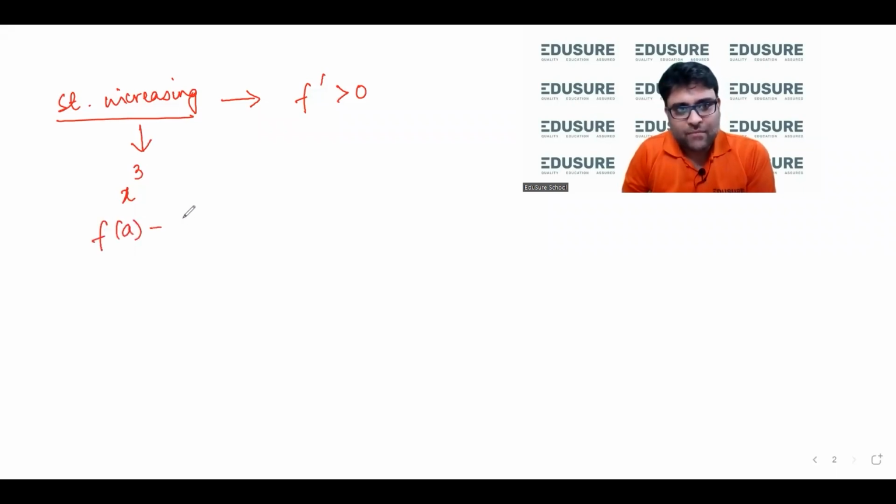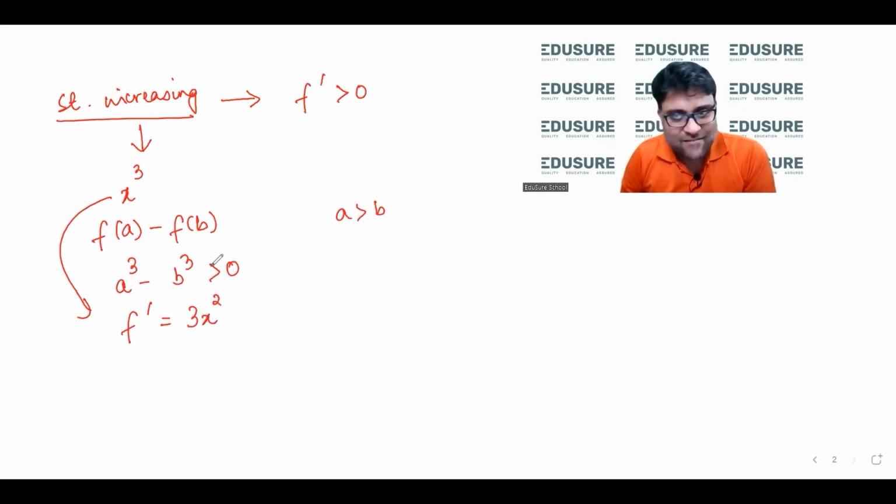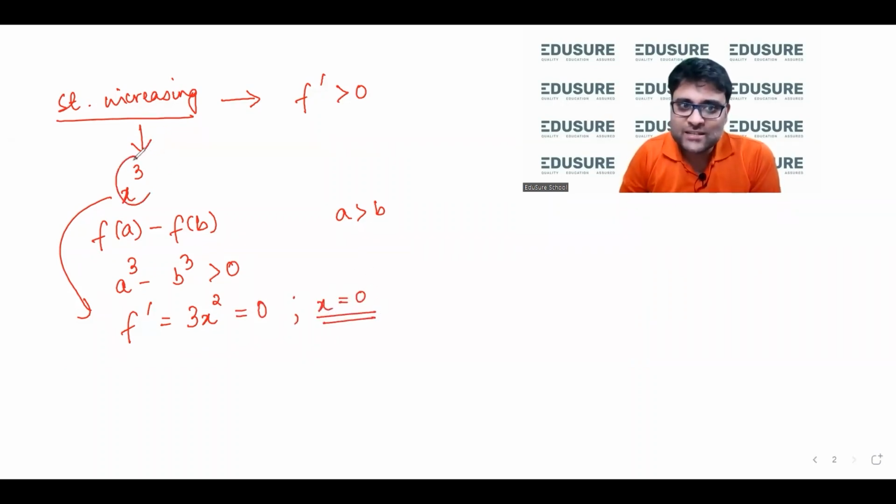See, whenever I take f(a) minus f(b), and a is greater than b, a cube minus b cube will be strictly greater than 0. So x cube is a strictly increasing function. What can be said about the derivative of x cube? What is it equal to? 3x square. Can this ever be equal to 0? This is equal to 0 for x equal to 0, right? So even though a function is strictly increasing, it can have the derivative equal to 0 for some x. Strictly increasing does not guarantee f dash is greater than 0.